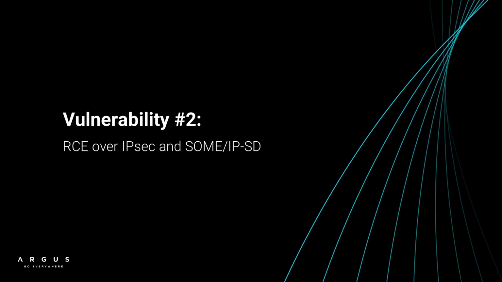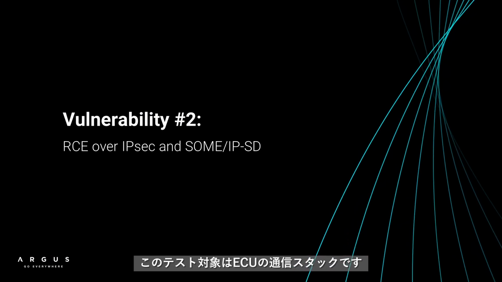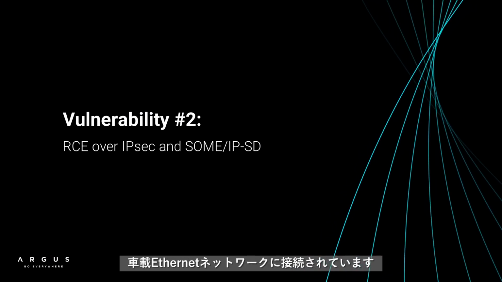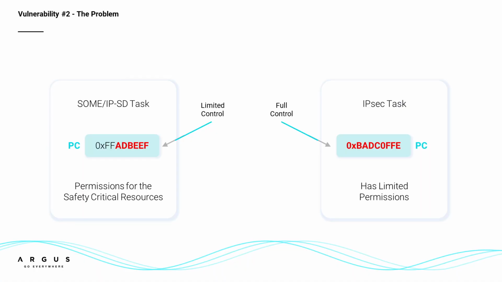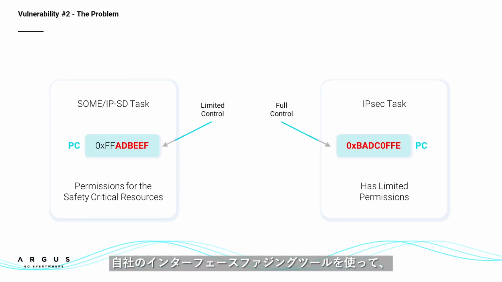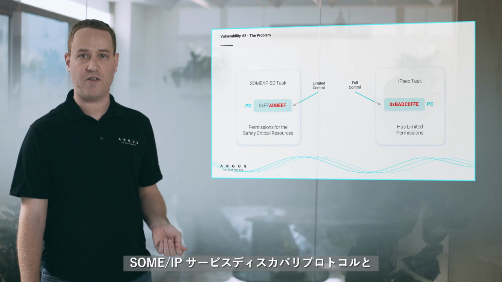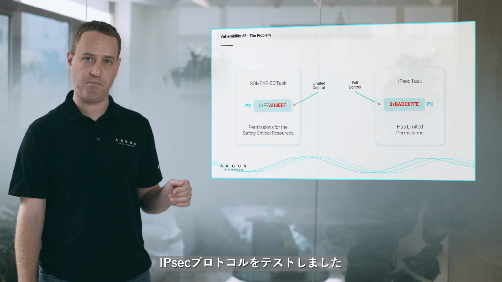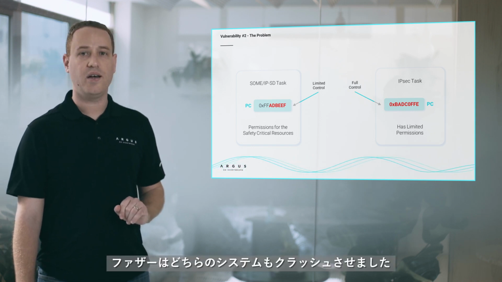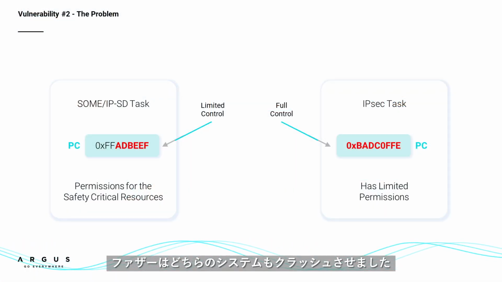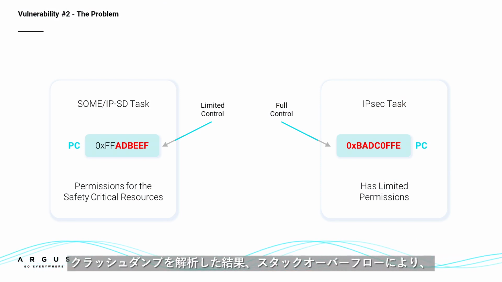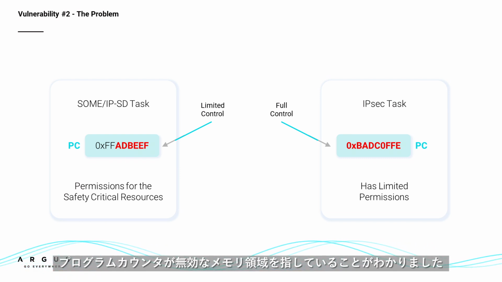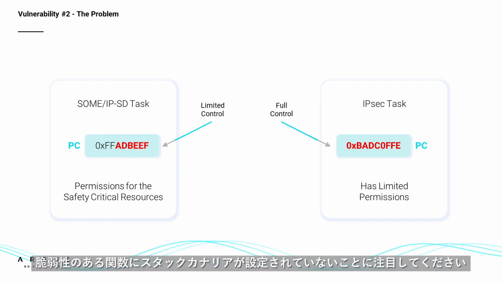Vulnerability number 2. Our target in this case was the communication stack of an ECU connected to the in-vehicle Ethernet network. We used our interface fuzzing tool to fuzz both the SOME/IP service discovery protocol, a well-known automotive protocol, and the IPsec protocol. In both cases, our fuzzer successfully crashed the system. We analyzed the crash dump, and we saw that the stack overflow caused the program counter to point to an invalid memory area. Note that there were no stack canaries added to the vulnerable functions.